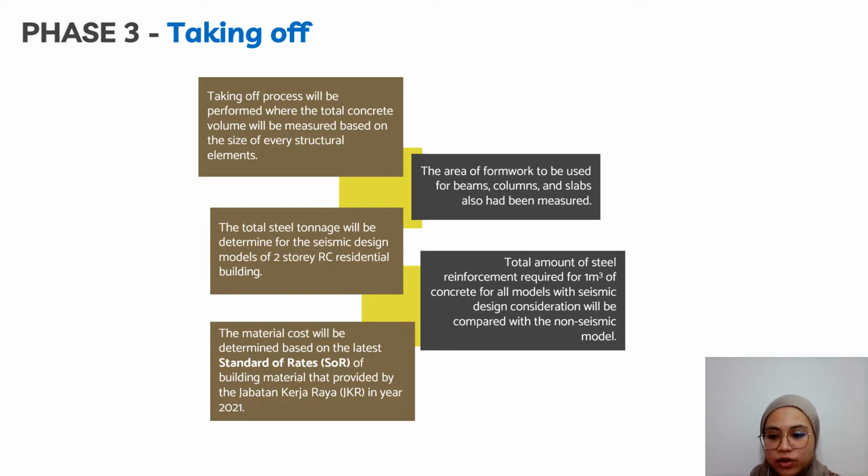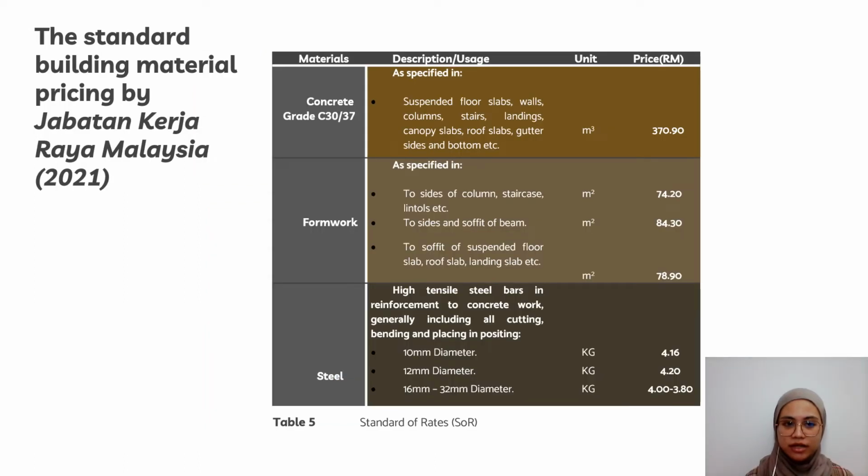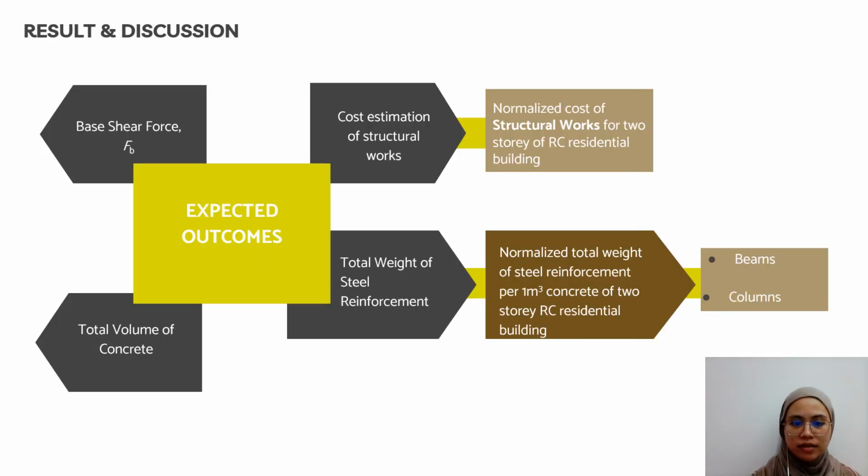The overall cost of materials for structural work was estimated using the standard building material pricing by Jabatan Kerja Raya Malaysia. So these are the standard building material pricing by Jabatan Kerja Raya Malaysia. These are the expected outcomes for result and discussion.